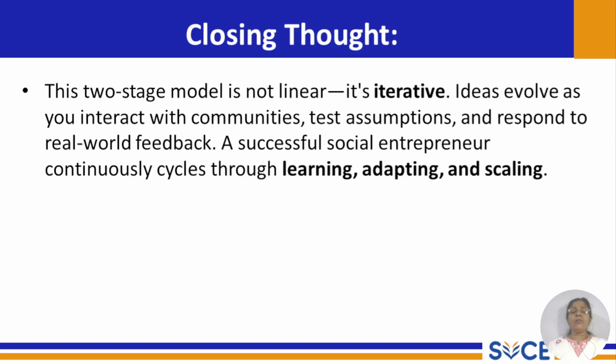So, this is the closing thought. This two-stage model is not linear, it's iterative. Based on the feedback, we can adjust, and ideas evolve as you interact with communities, test assumptions, and respond to real-world feedback. A successful entrepreneur continuously cycles through learning, adapting, and scaling. So, this is the case model, the two-stage model: the first stage is idea generation, the second stage is developing an opportunity, and of course the third one is creating a long-term positive social impact. So thank you.